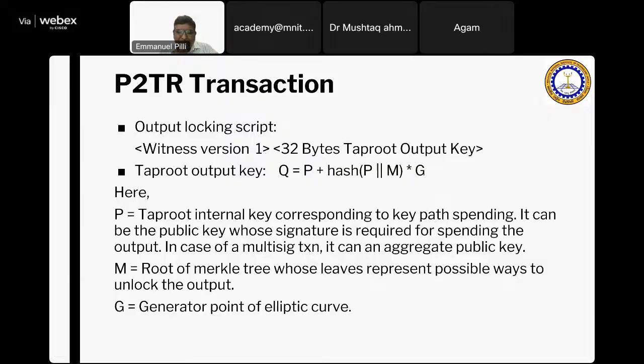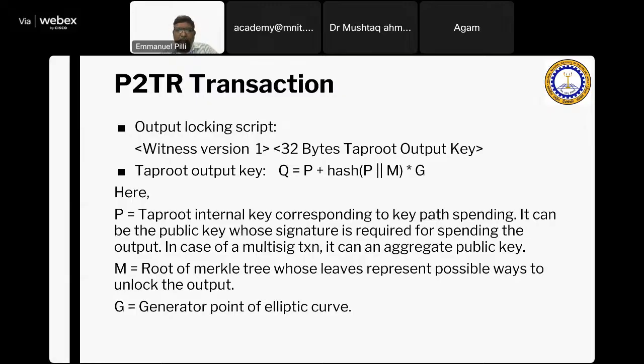When you look at a pay to taproot transaction, this is how it looks. So the output locking script has witness version 1, and then there's a 32 byte taproot output key. So the taproot output key Q is equal to P plus hash of P and the multi-signature M, multiplied by G.